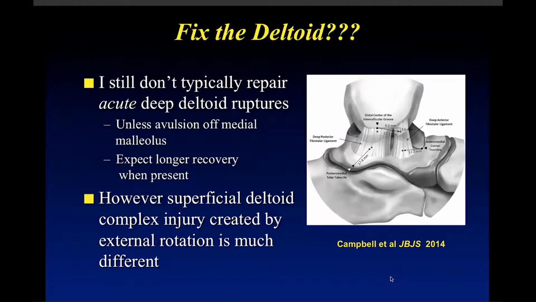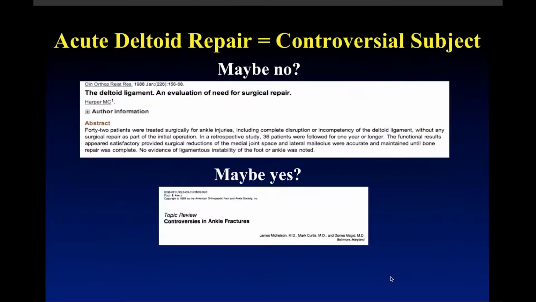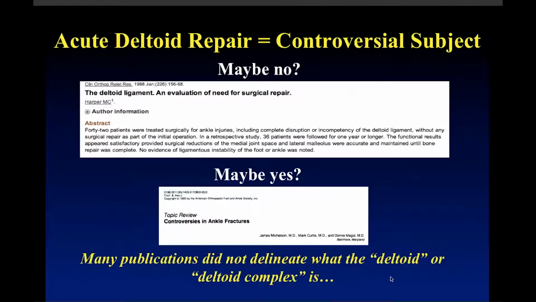I think you've got to be very wary of these superficial deltoid injuries. We need to be cognizant of them and perhaps be a little bit more aggressive with treating them acutely. Now, again, this is a controversial subject, but if you look at our articles out there, they're very dated. The first article was 1988, saying you don't need to do a surgical repair for the deltoid ligament, acutely or chronically.